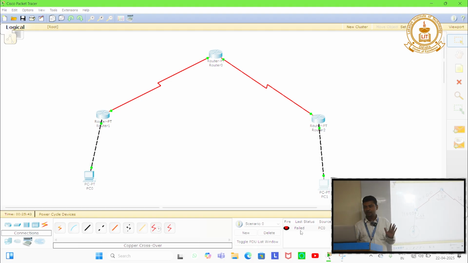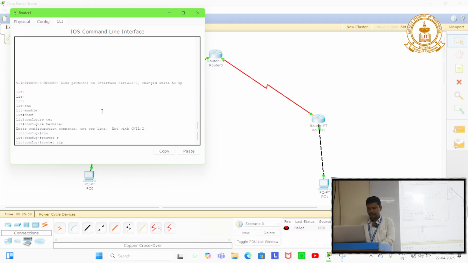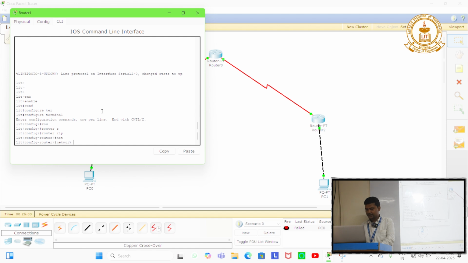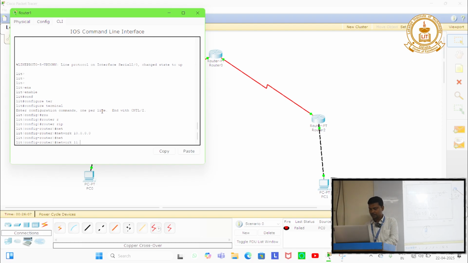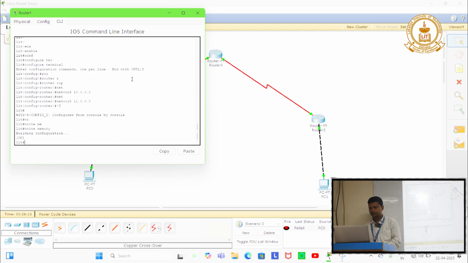In the LIT router, two networks are directly connected. So in router 1: enable, configure terminal, router rip, then network. Which networks? One is the 10.0.0.0 network and the other is the 11.0.0.0 network. Then Control Z, write memory.